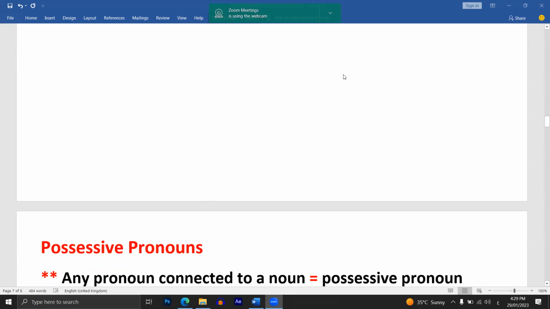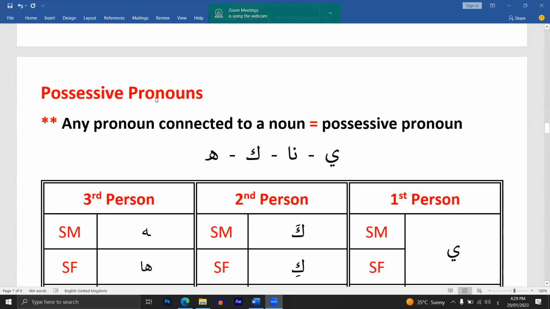Okay, shall we go on? Today the second part of our lesson is about possessive pronouns. Last time we gave a clue or an indication about possessive pronouns. Once you see any pronoun connected to a noun, it means this pronoun serves as a possessive pronoun. And we have four main pronouns that can show up as possessive pronouns.